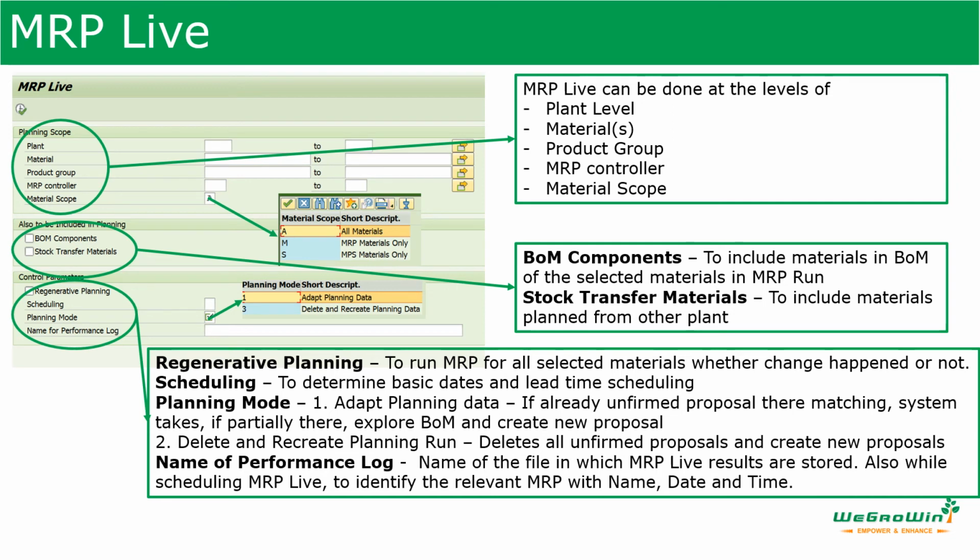Next is the scheduling option, where we do this basic date or lead time schedule. There is a planning mode like adopt planning or delete and recreate planning. These two options are there. And then the name of the performance log. After running MRP, we want to save all the MRP results in a particular file name. Then we can give this, for example, MRP controller name, date. With these things we can enter. So now after entering all these details, execute the transaction.